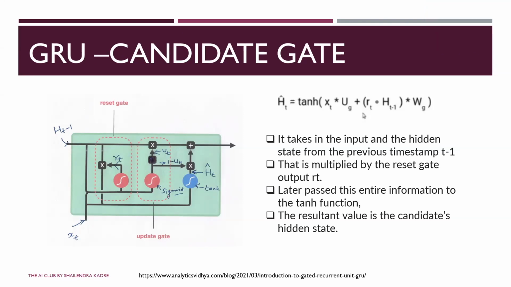RT is coming, which is the output of your reset gate. It is getting an element-wise multiplication with HT minus 1, which is the previous time step input. You see the link is there: HT minus 1 is coming directly from down, up to down. Element-wise multiplication is happening, then we multiply with the weight matrix WG. And then we are adding it up with XT, which is coming from the bottom, and you are multiplying again with the weight matrix UG for this gate. They are adding up, and we are passing it through tanh. Mathematically, is this equation understood?